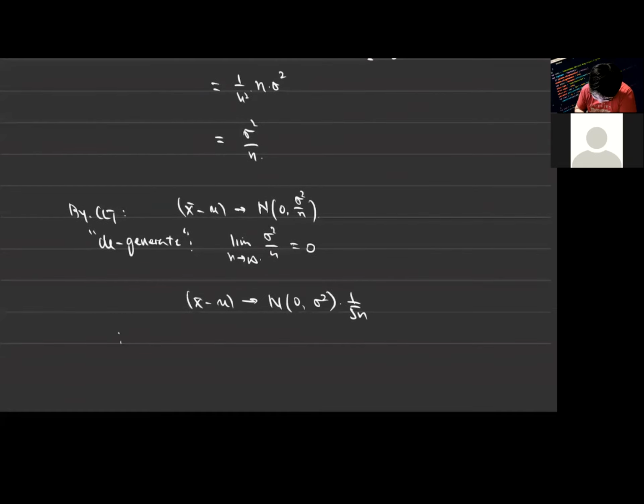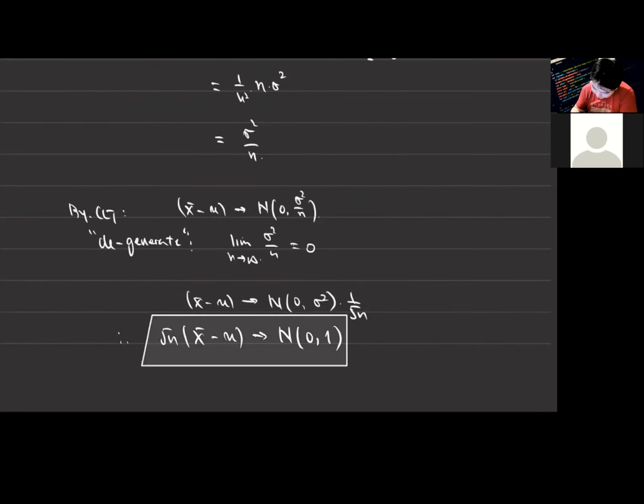So now, thus, move to the left-hand side: square root of n times x bar minus mu. This gives me normal distribution 0, 1. And that's the central limit theorem. That's the golden idea of what we're doing here. Well, that's terrible. Let me use a different color. Okay, so that's kind of the idea here.